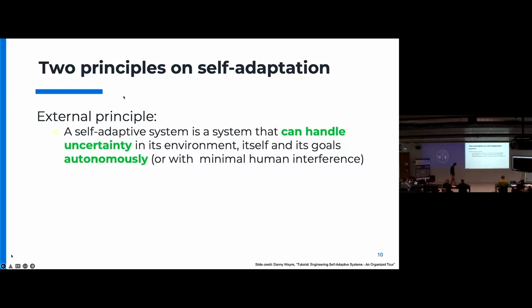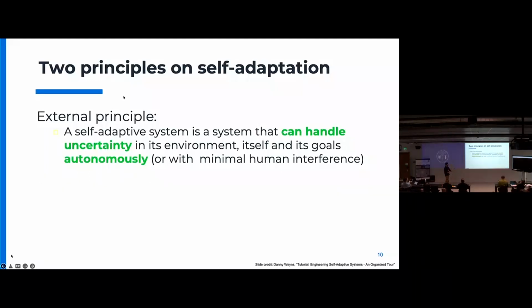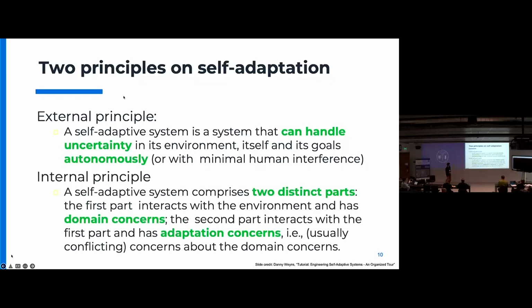Now, that's another point, the human interference, right? Even if there is human interference, many times we will say the system is self-adaptive. So that's not clear-cut. It's not like, oh, if there is no intervention, the system is self-adaptive, and then if there is, it's not. No. It's not that simple. I wish. Okay, so sometimes we just need to have the human in the loop, we call it. Yeah? The internal principle is the other thing.